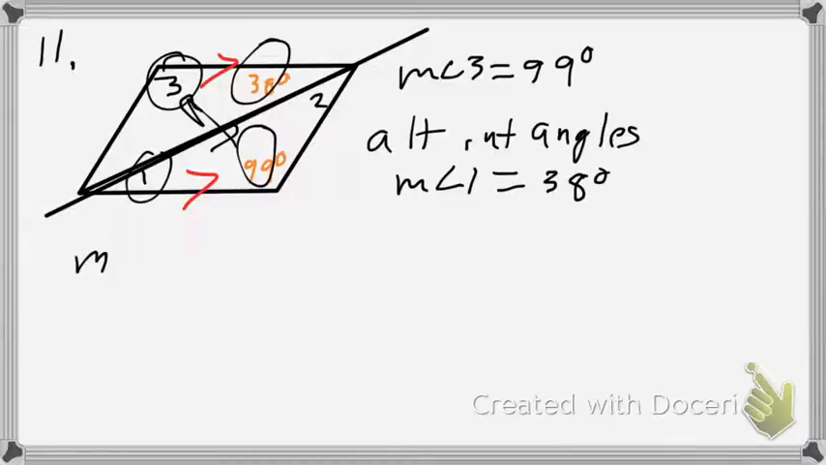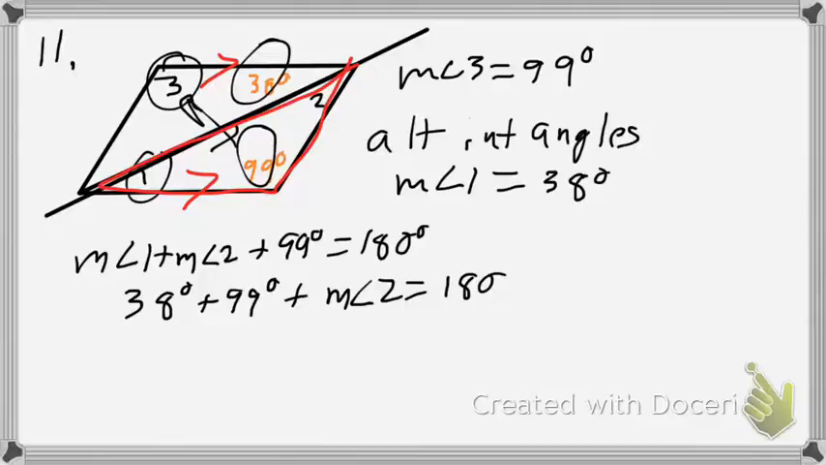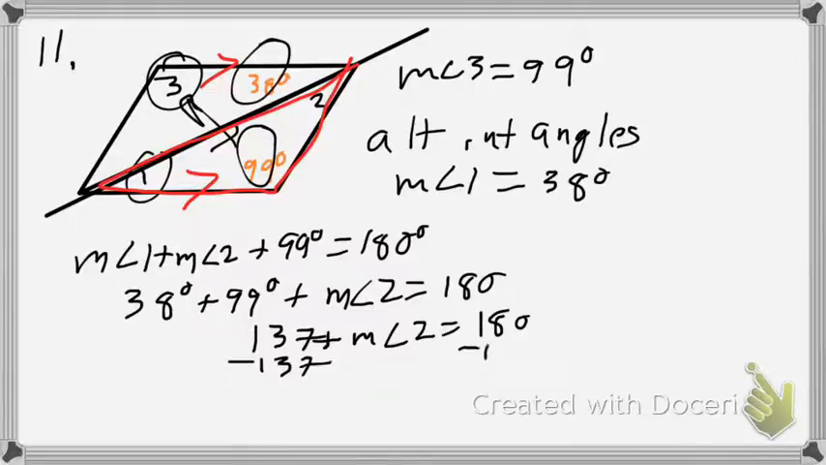There are two different ways to do this, but I'm going to say that the measure of angle 1 plus the measure of angle 2 plus 99 equals 180. How do I know that? Because it's a triangle. See? Right there in red. Triangle. Interior angles of a triangle, 180. So we already know that 99, we got there. We just dropped that 38 in. 38 plus 99 plus the measure of angle 2 equals 180. And we get 137 plus the measure of angle 2 equals 180. Subtract 137 from both sides, and we get the measure of angle 2 equals 43.